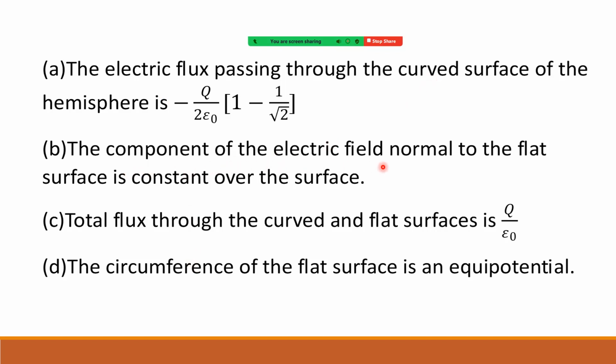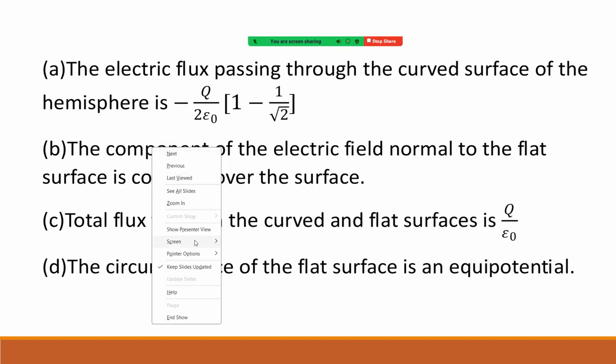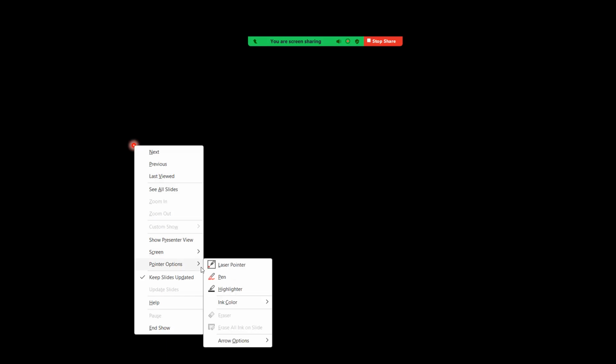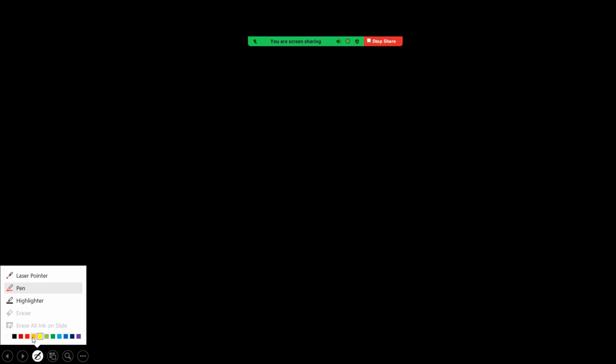And the component of electric field normal to the flat surface, right? These two options we have to verify. Let us see. We have to calculate the flux through the curved part of the hemisphere.